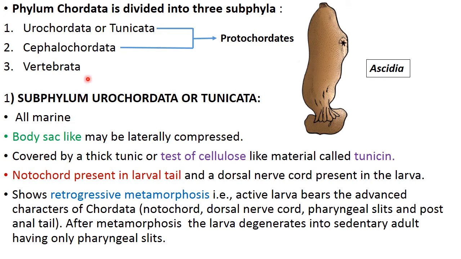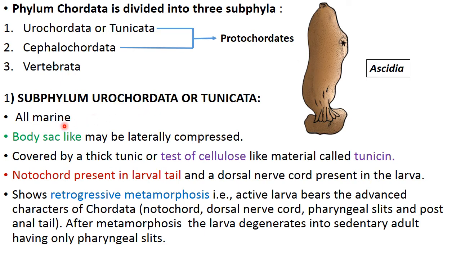Now the phylum Chordata is divided into three subphyla. Which are they? First is Urochordata, also called Tunicata, and second is Cephalochordata. Now these two are primitive chordates, and therefore they can be listed as protochordates. And the third subphylum is Vertebrata. Now first we will take subphylum Urochordata or Tunicata.